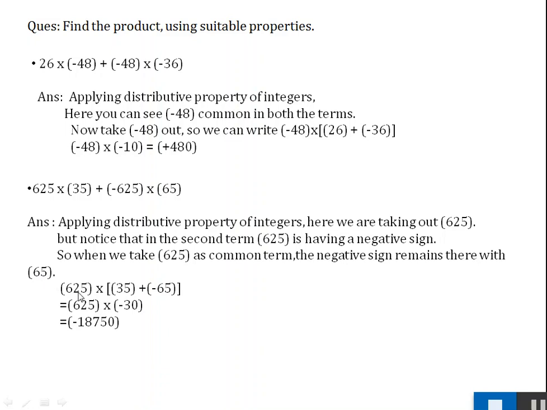So we can write it as 625 into (35 plus negative 65). Negative will not go with 625 because we are taking only the 625 outside. So here also apply addition rule. 35 plus minus 65, you will get the answer as negative 30. 625 into negative 30 is equal to negative 18,750.